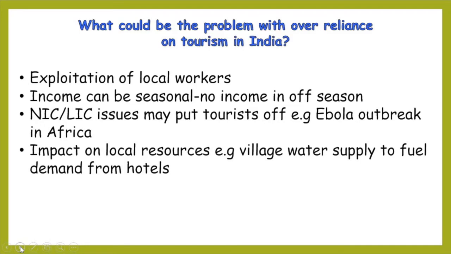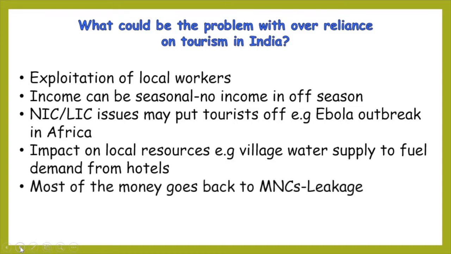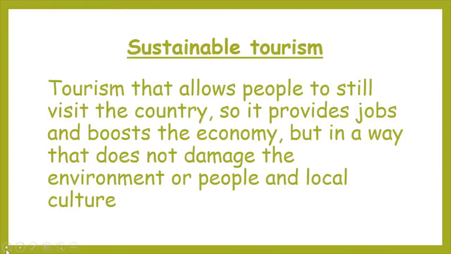Local resources. As we know, in LICs and NICs, the majority of the population are employed in primary industry. So your farmers that are struggling to get by, quite often in maybe quite arid countries like sub-Saharan Africa. And hotels are going to pull a lot of water out of local wells, local rivers, out of the groundwater supply. They're going to be taking up a lot of the local food source, and that means that there's less resources available to locals. Most of the money goes back to MNCs, as we've already mentioned.